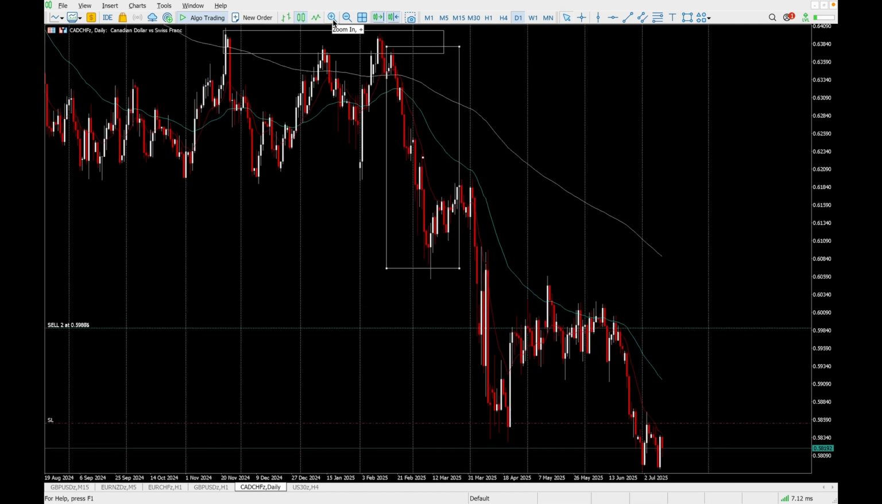If we zoom in from this level 1, this is what we can see. As price was pushing down, we've got this drop, base, drop, and then this right here became a supply zone.